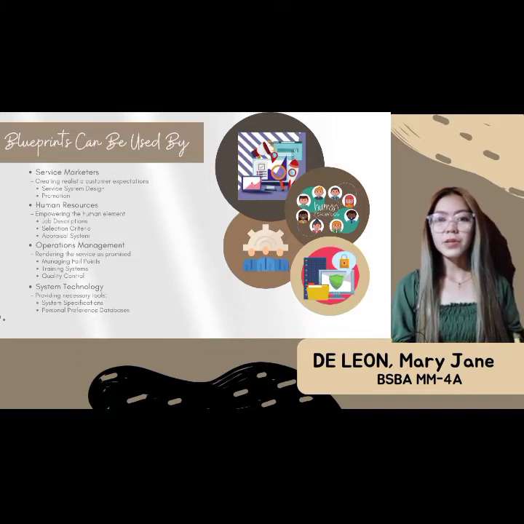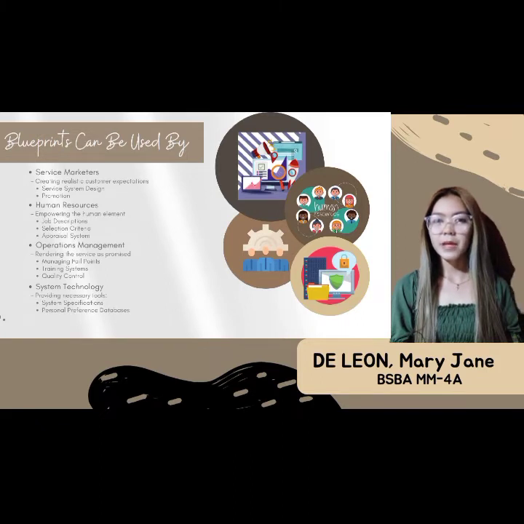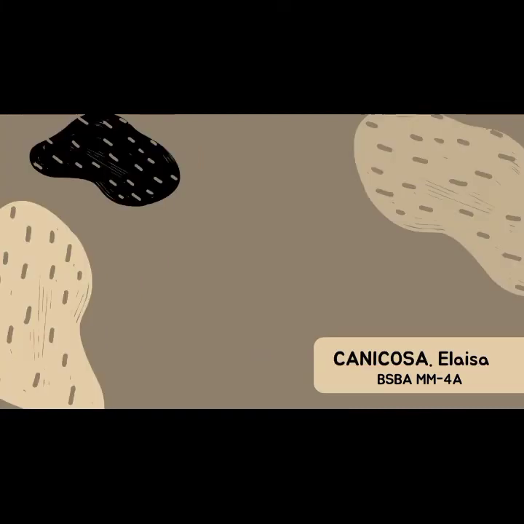Second, human resources. It is the division of a business that is charged with finding, screening, recruiting, and training job applicants, as well as administering employee benefit programs. Third, operations management. It is the administration of business practices to create the highest level of efficiency possible within an organization. Last, system technology. It is a software development company that services the financial industry and business.